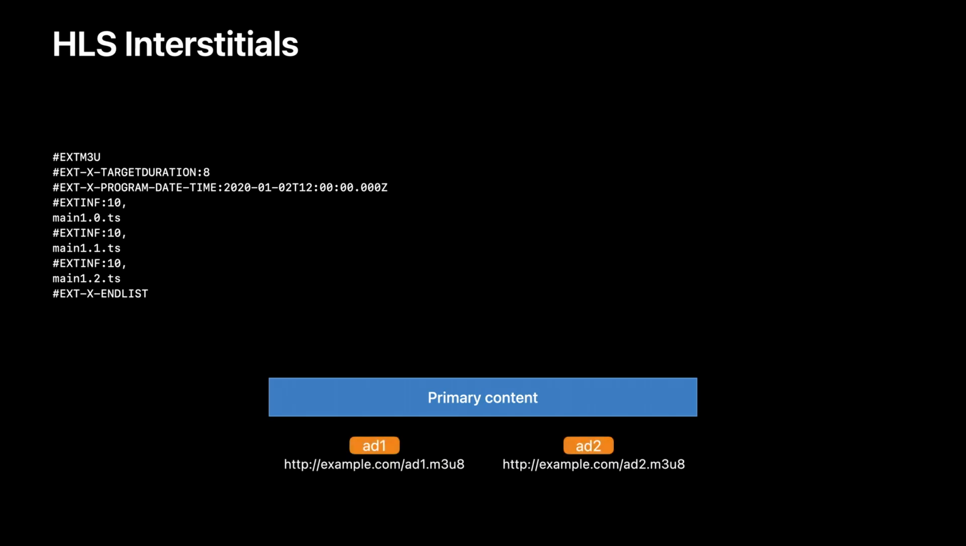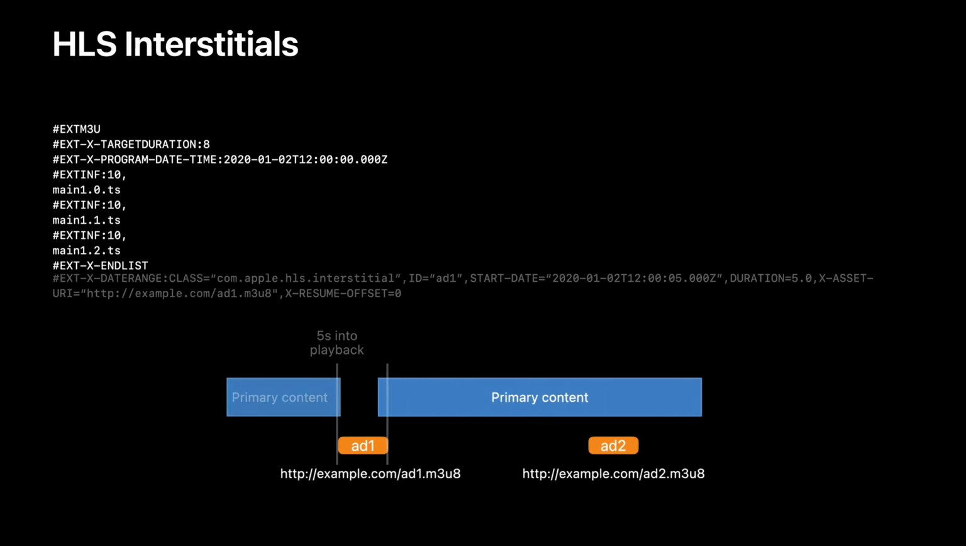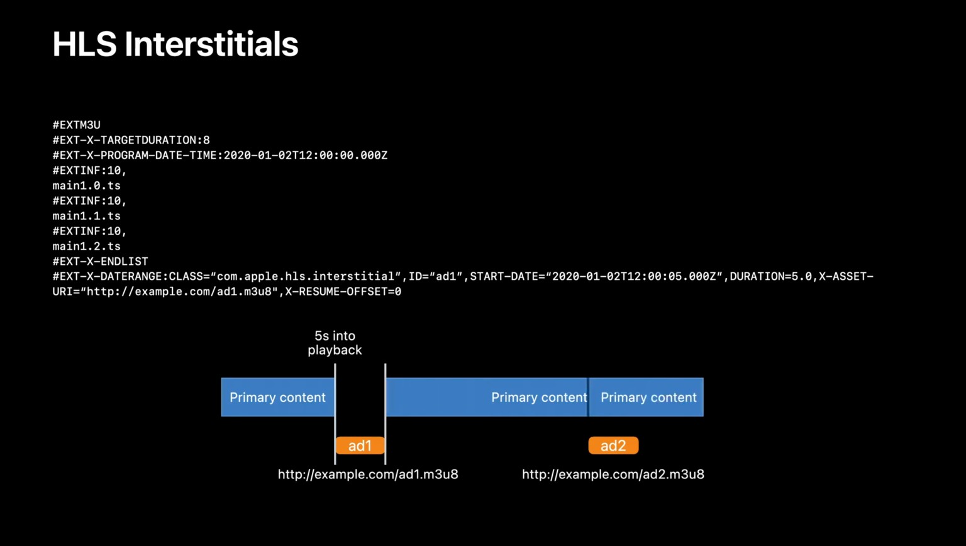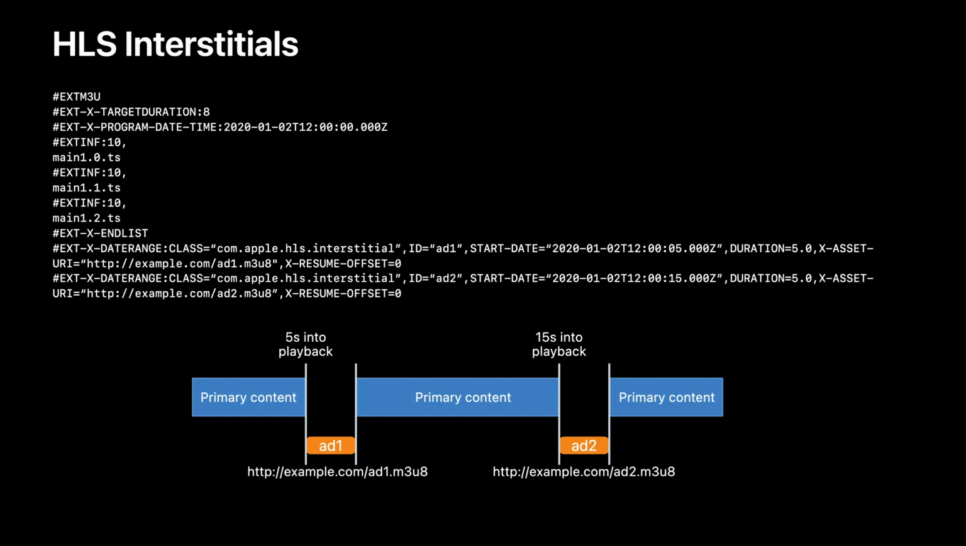Say you want to schedule 2 ads during playback. You'd like for the first ad to appear some 5 seconds in a playback. For that, you'd simply specify the start time of the ad using a date range tag. And you'd like for the second ad to appear at 15 seconds. For that, you'd add another date range tag to the playlist. It's as simple as that.